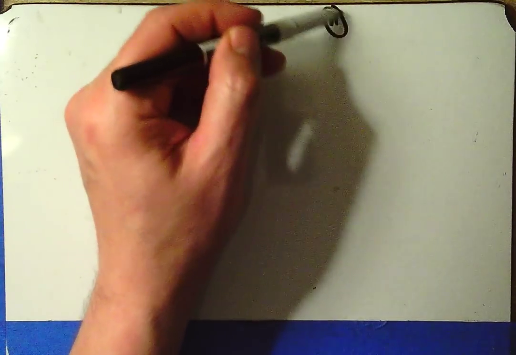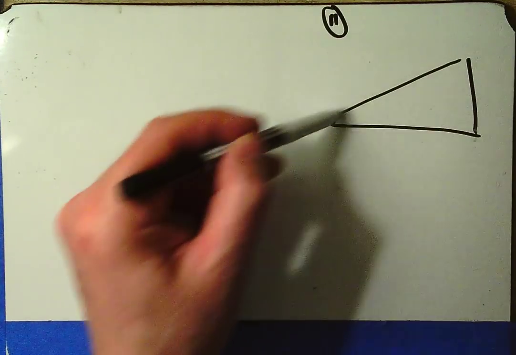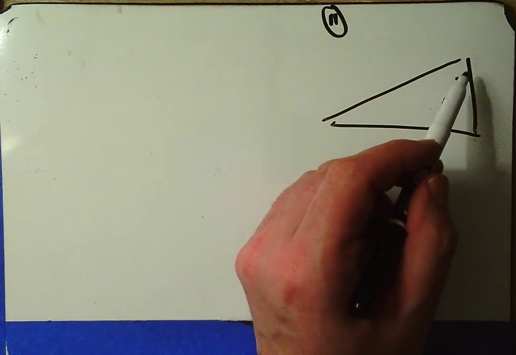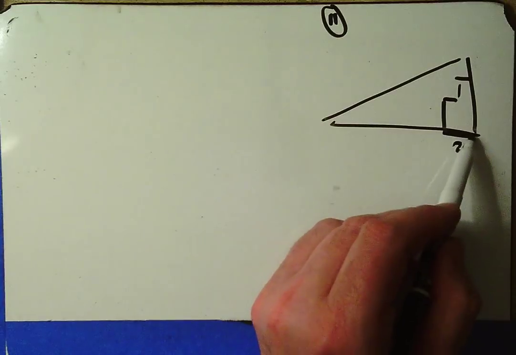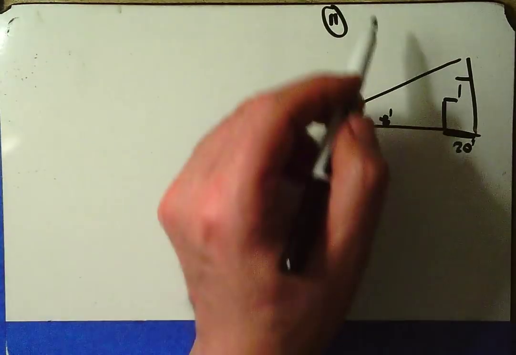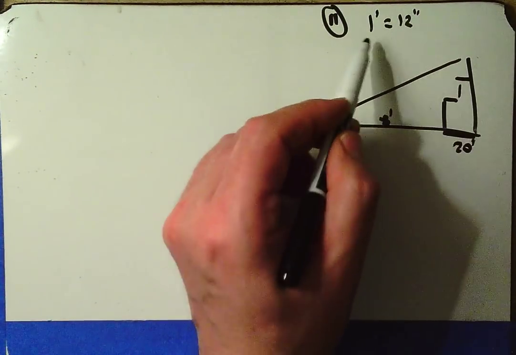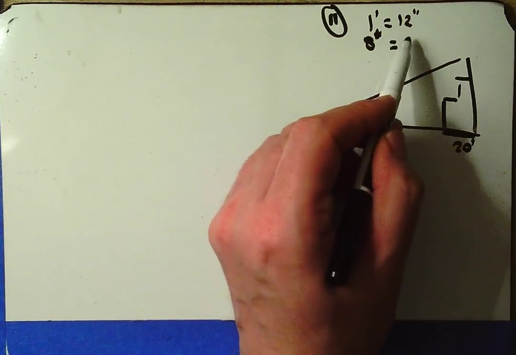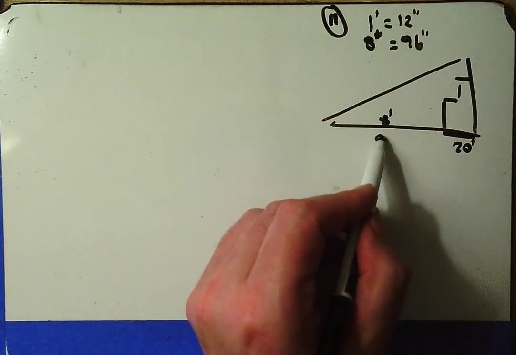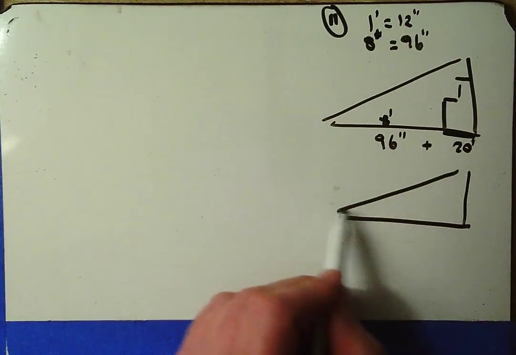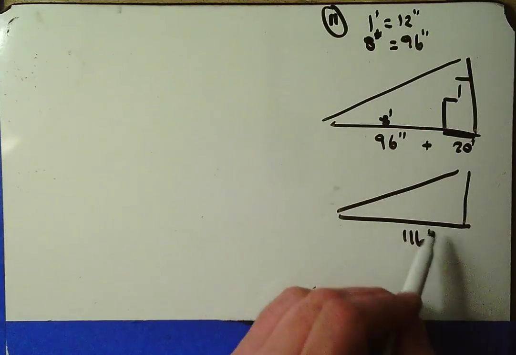11. A ramp, ooh, and stairs. There's a lot going on in this picture. Okay, so they tell me that this distance is 20 inches, and this distance is 8 feet. Well, I know that 1 foot is 12 inches, so 8 feet would be 8 times 12, or 96 inches. So this is 96 inches plus 20 inches, so this whole side is 116 inches.